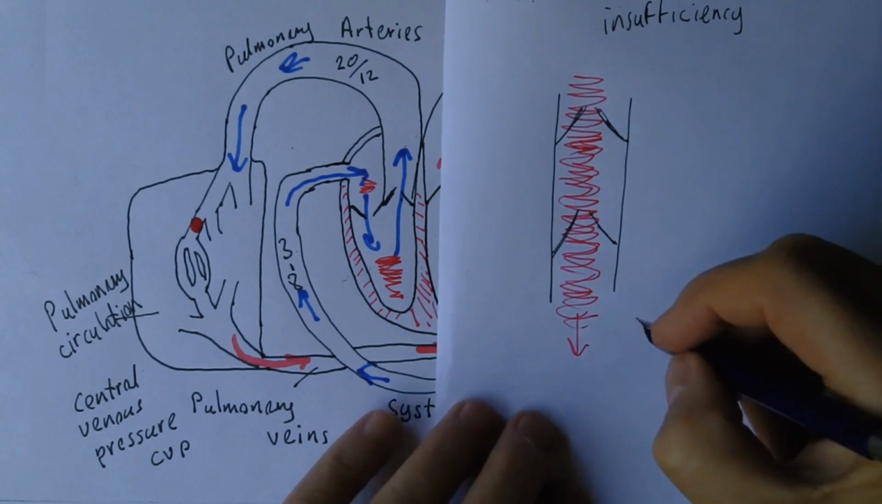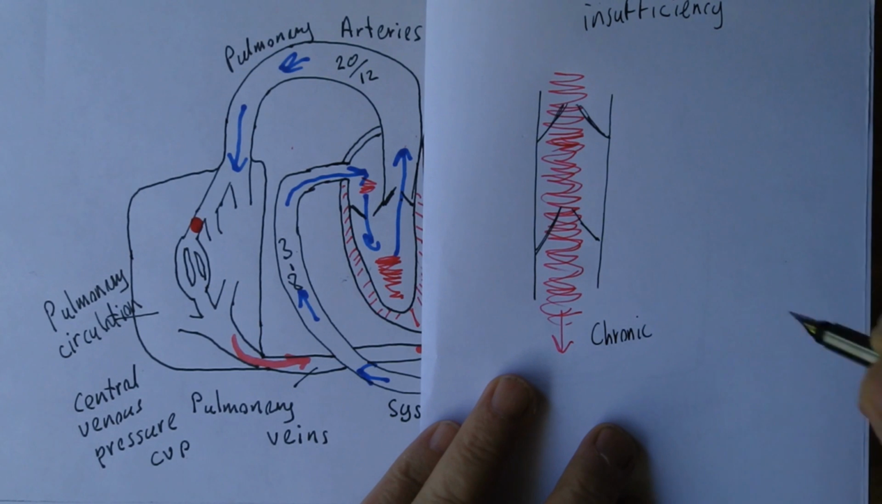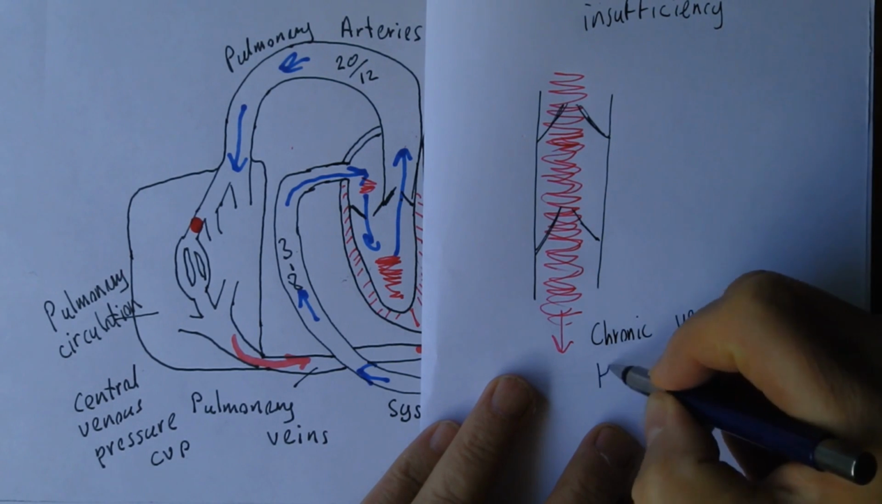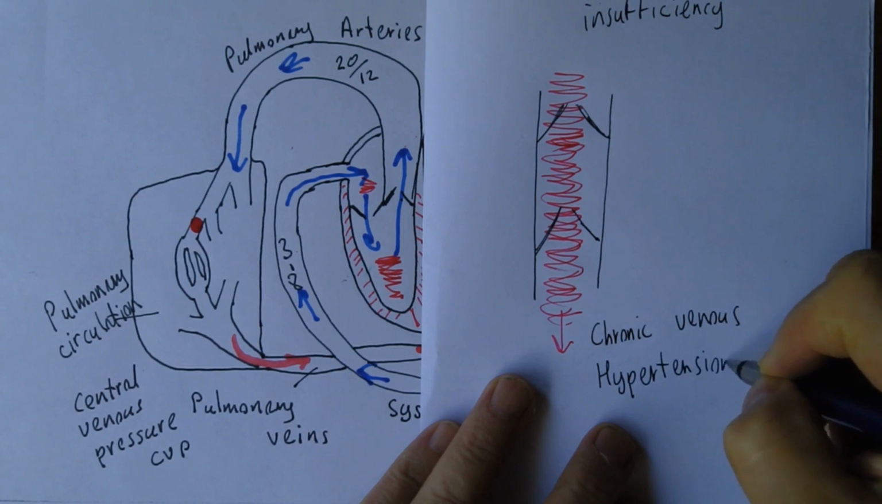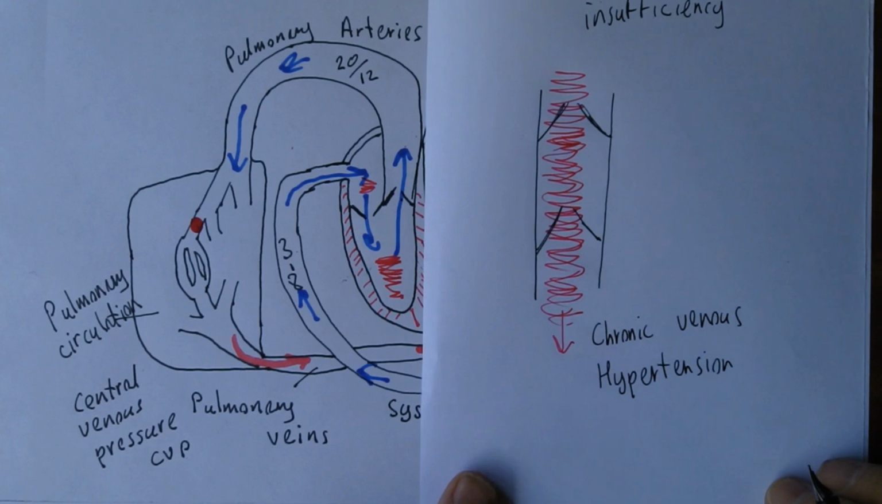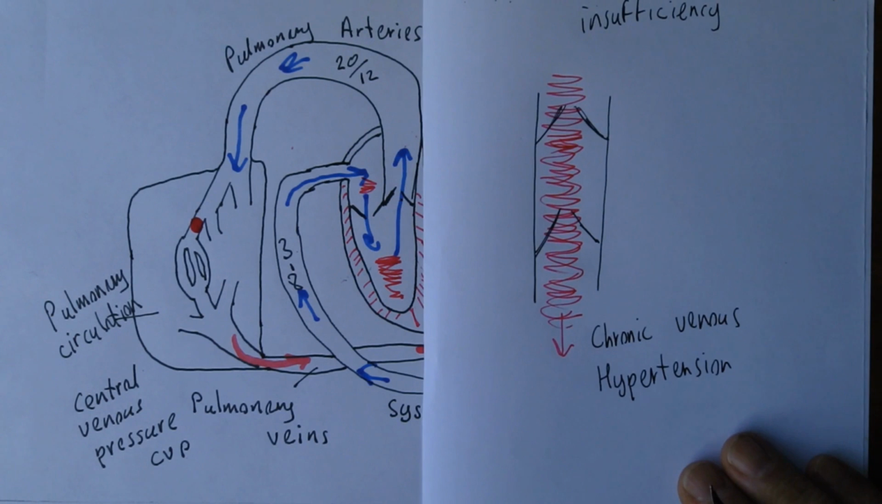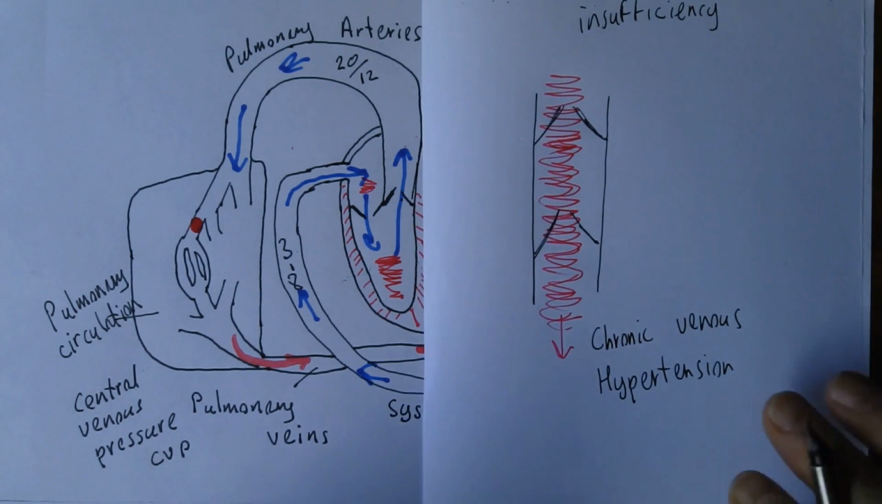And that's going to lead to chronic venous insufficiency via the mechanism of chronic venous hypertension. So chronic venous insufficiency is caused by chronic venous hypertension. Now this is normally affecting the veins in the legs, which is the most common place. It can affect the arms as well, but the legs is the most common.